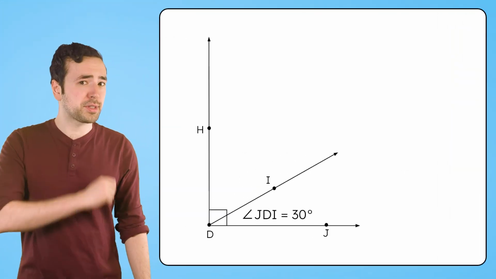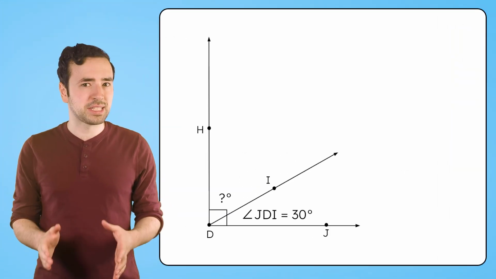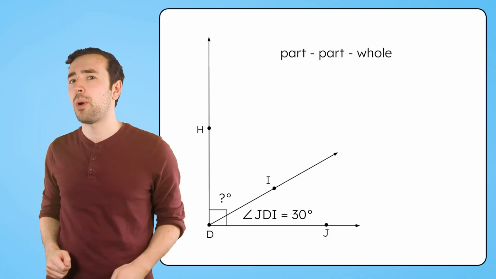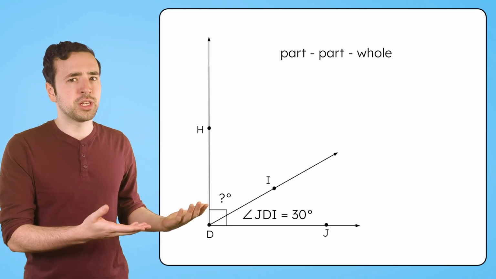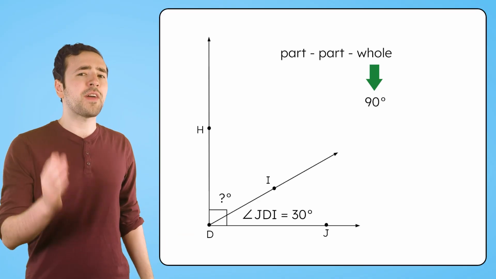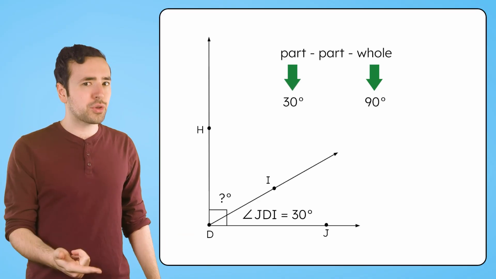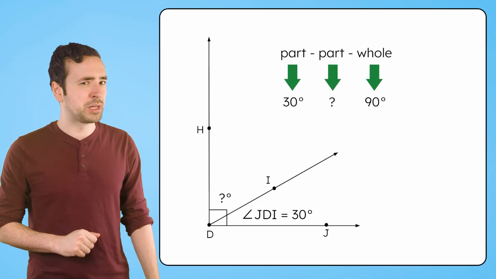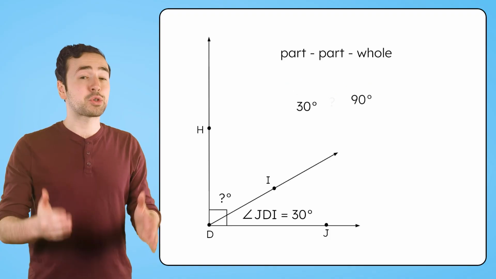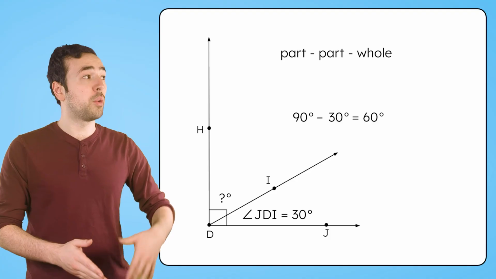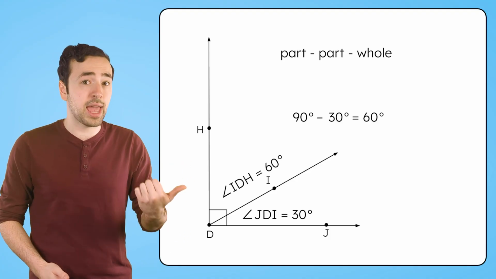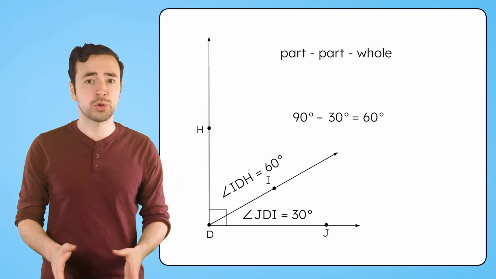Sometimes we know part of an angle's measurement, but we need to figure out a missing part. We can use part-part-whole relationships to help. We know angle HDJ measures 90 degrees, so if angle JDI measures 30 degrees, how can we find the missing angle measurement? We could subtract 90 minus 30, which equals 60. So the missing part, angle IDH, measures 60 degrees.